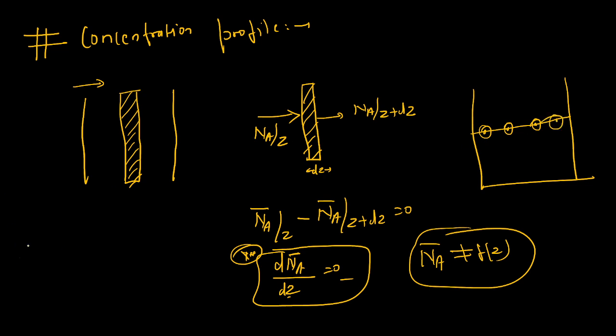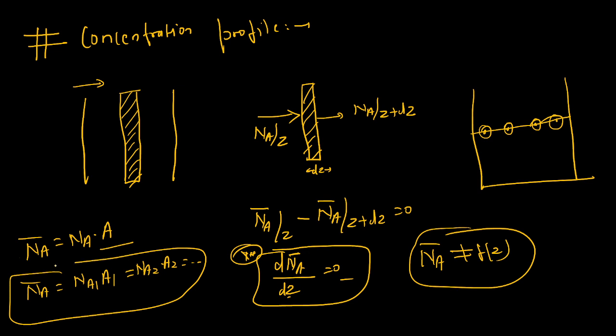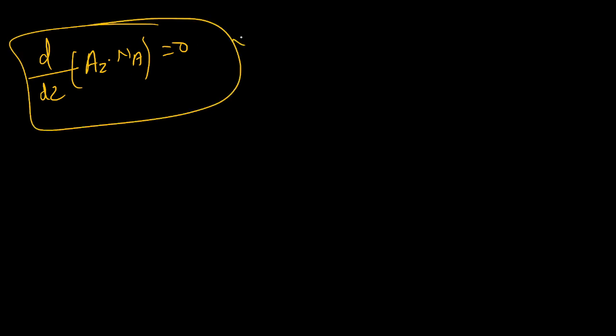So Na bar is equal to Na into area. So you can write Na bar is equal to Na1 into A1, equal to Na2 into A2, equal to a constant, right? So this is the thing that I wanted to say. So you can write again d by dZ of A into Na is equal to 0. This is a very important thing, and in the future you may see this kind of problem in your GATE exam.